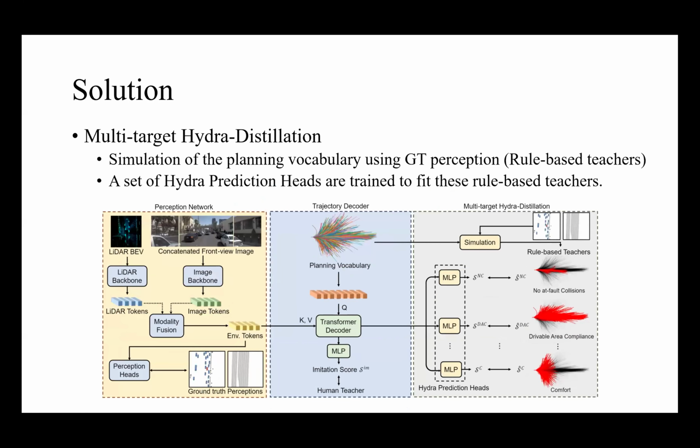Then the multi-target Hydra distillation basically consists of two steps. The first step is the simulation of the entire planning vocabulary with ground truth perceptions, so that, as we can see here, for each metric we have a set of trajectories that best fit this metric. And we have a set of Hydra prediction heads which are trained to fit these rule-based teachers.